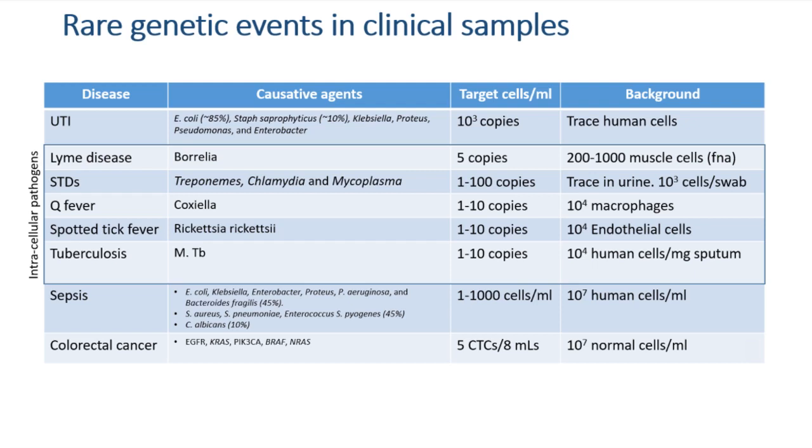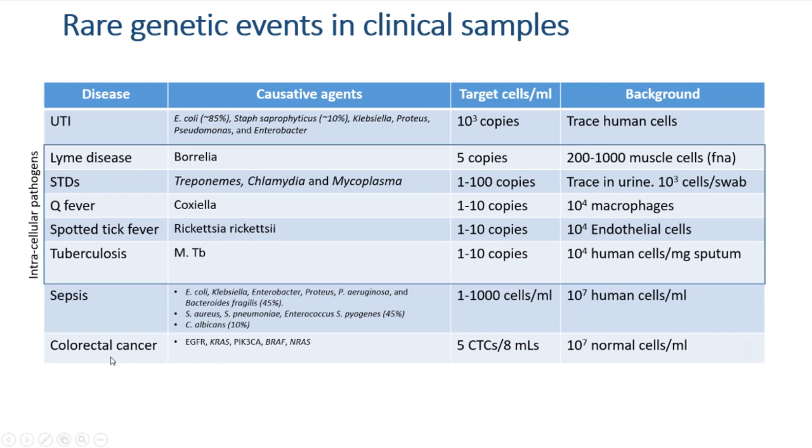This kind of problem only gets worse in most of the disease states that are listed here. These different intracellular pathogens like Lyme disease, other spirochetes, tuberculosis, rarely have much more than 10 copies in a milliliter of a clinical sample. But the backgrounds tend to be 10 to the fourth human cells. So really this ends up being more like a 1 in a million to 1 in 10 to the seventh kind of problem. And one of the more challenging instances that we look at in our lab is detection of the causative agents of sepsis. And in those cases, we're really looking at 1 in a billion kind of a problem.